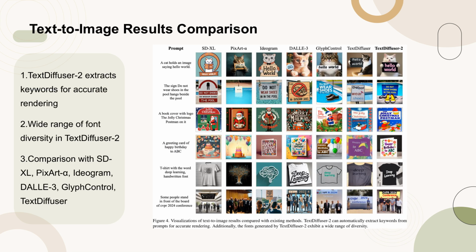Figure 4 presents visualizations of text-to-image results, comparing our method, TextDiffuser-2, with existing models such as SDXL, PixArt-alpha, Ideogram, DALL-E 3, GlyphControl, and the original TextDiffuser. The figure highlights that TextDiffuser-2 excels in automatically extracting keywords from prompts to ensure accurate text rendering. Furthermore, it demonstrates a significant diversity in the fonts generated, surpassing the capabilities of models that rely on character-level guidance. This comparison underscores the aesthetic and functional superiority of TextDiffuser-2 in handling various text styles and layouts, particularly in scenarios requiring handwritten or diverse font presentations.